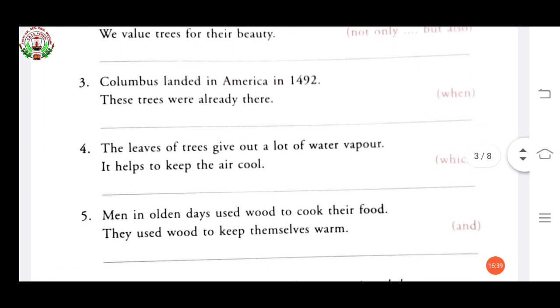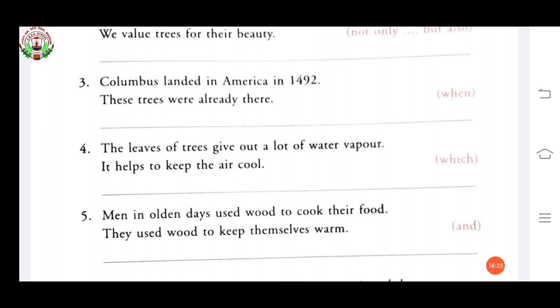Now, the third one. Columbus landed in America in 1492. These trees were already there. Now see "when". You have to put "when" into the sentences. When Columbus landed in America in 1492, these trees were already there. Okay, again I am repeating.